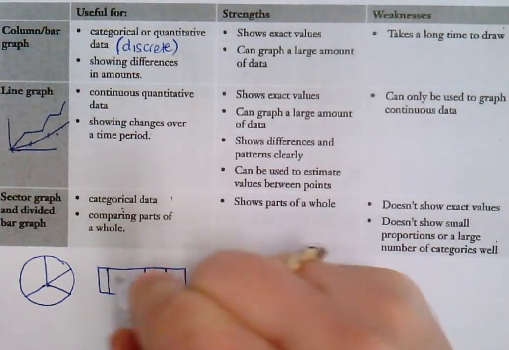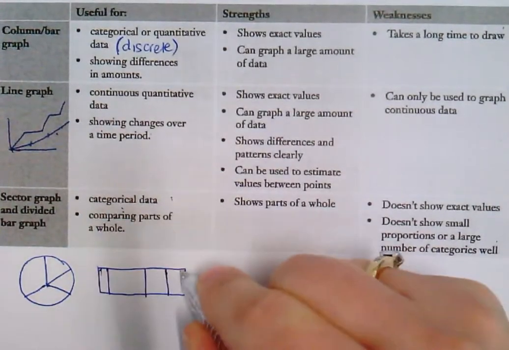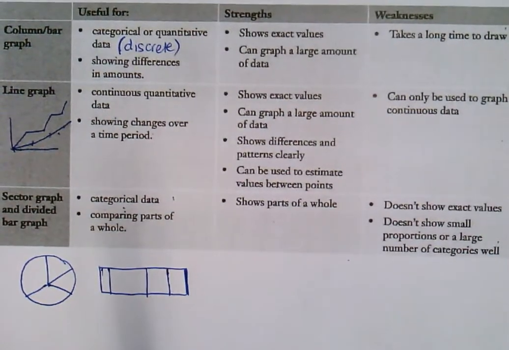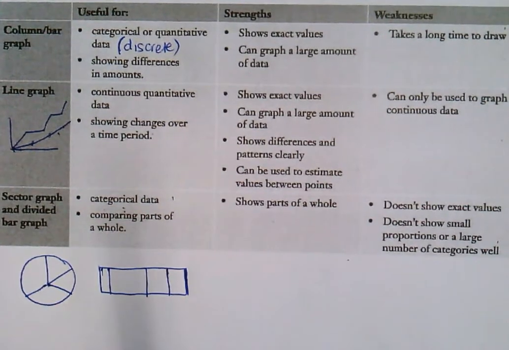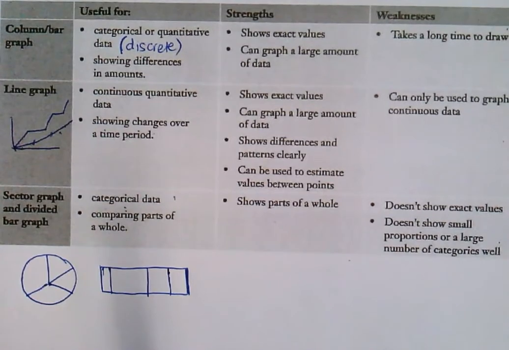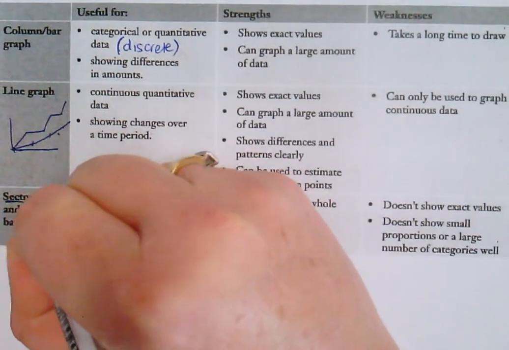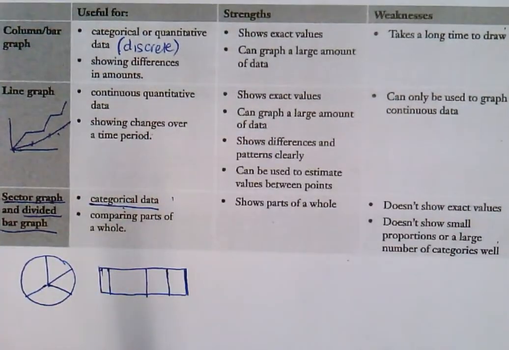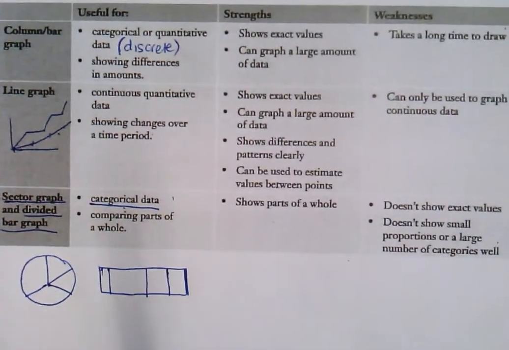But if you did have a very small amount, you wouldn't be able to show it very well. And sometimes they'll put a whole group of things together and call it other, in a sector graph or in a divided bar graph, if there's not much room to show it. The main thing to take from here is that a sector graph or a divided bar graph is for categorical data, categories, not numbers.